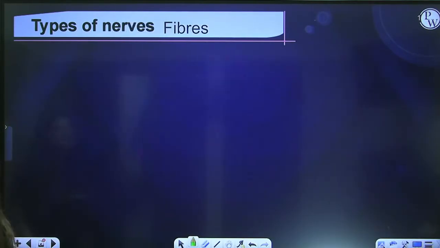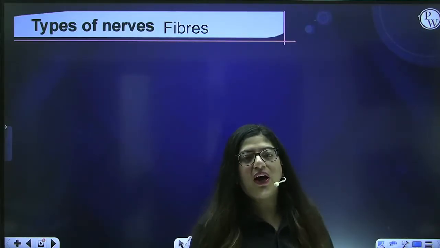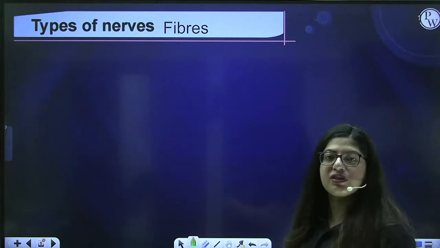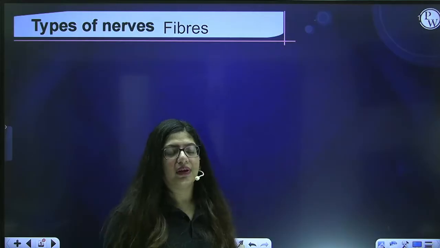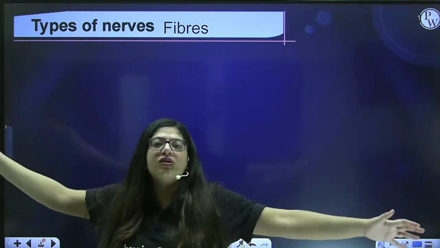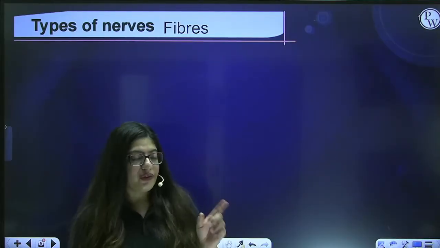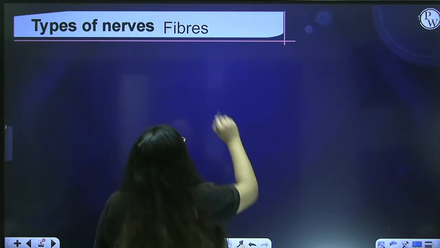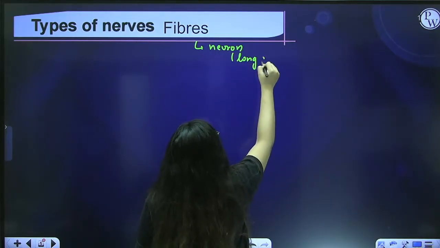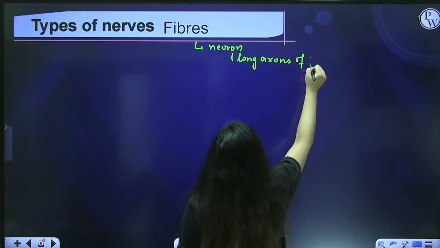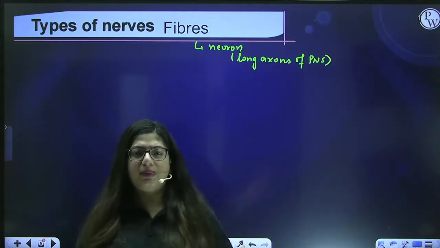Let's talk about various types of nerve fibers. Nerve fibers and neurons are sometimes used as synonyms also. What basically are nerve fibers? Whenever I'm talking about the nerve fiber, I'm talking about the long axons that are spread across my body. So I'm talking about the neuron only, but what part of the neuron? The long axons of my PNS. What is PNS? Peripheral nervous system. What is the peripheral nervous system? I'll be talking about that shortly.